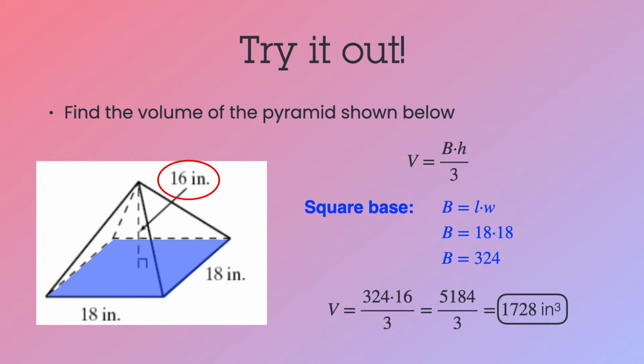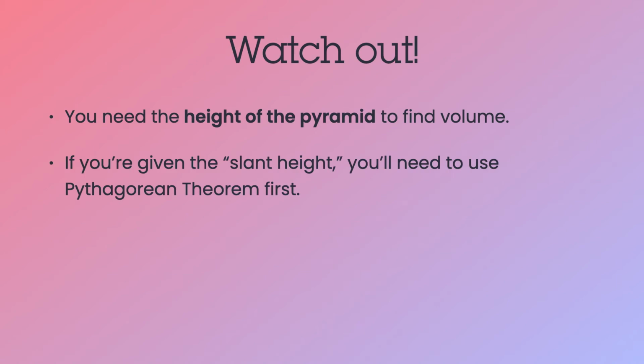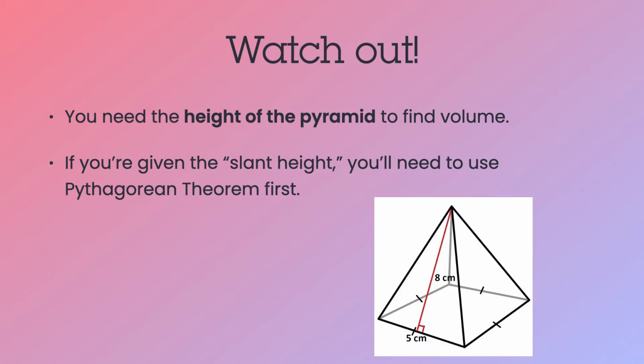So when you're given the actual height of the pyramid, that inside height, it's pretty straightforward. You just use your formula, multiply your area of your base times your height, and divide by 3. But watch out. You do need the height of the actual pyramid to find the volume. If you're given the slant height, that outside from the top down to the outside edge, then you'll need to use the Pythagorean theorem first. For example, in this pyramid, we're not given the height down the middle of the pyramid, we're given the height down the side, so that's the slant height.